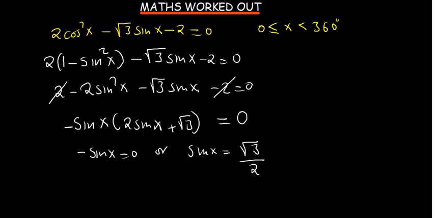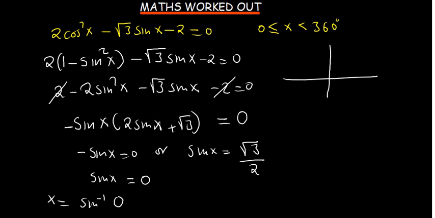Yes. We know negative sin x is equal to 0. You can divide by negative, it will still give us sin x being equal to 0. So to find x is going to be equal to sine inverse of 0. Now we know a sine graph. A sine graph starts from 0. Okay, it goes like this. It is going to pass at 0, at 180, and at 360.